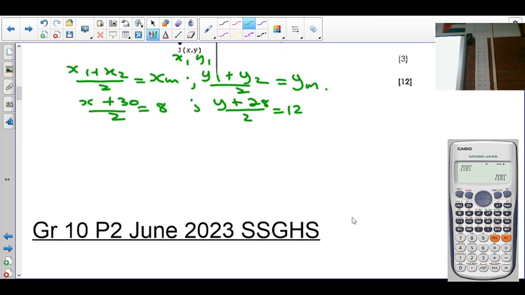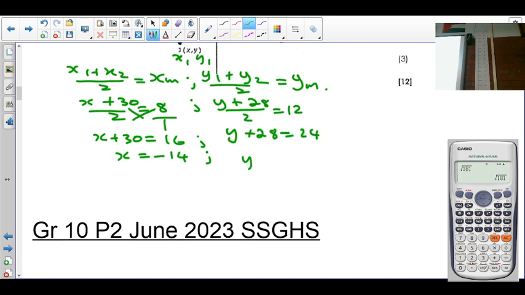So here it is a matter of solving for x. So it's going to be x plus 30 is equal to 16. So x is equal to negative 14. Is that correct? And then the next one is going to be y plus 28 is equal to 24. So y is equal to negative 14. Is that correct? Who got that sum right? Is that correct? Nice.